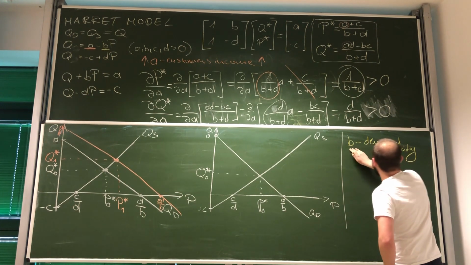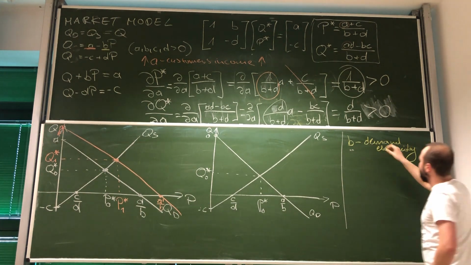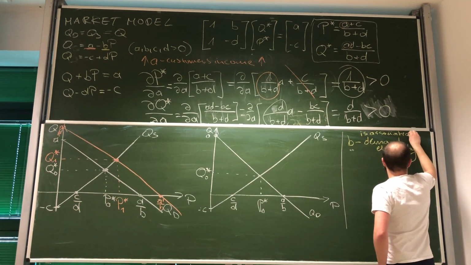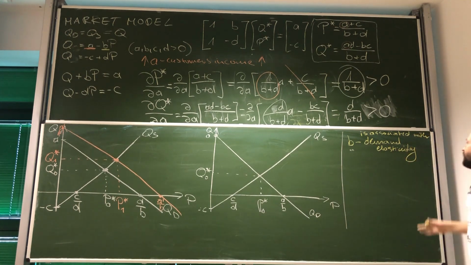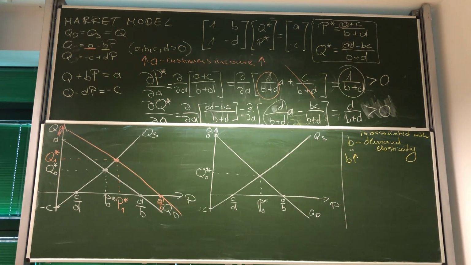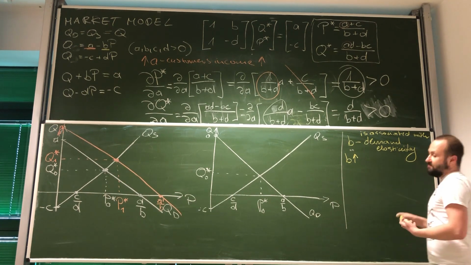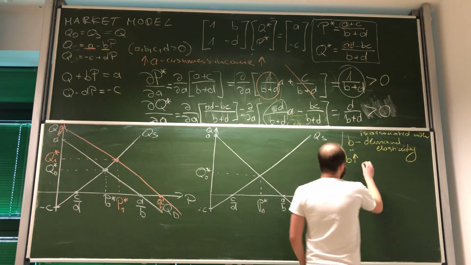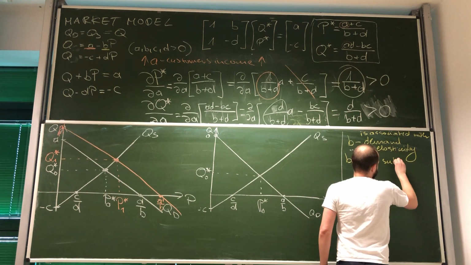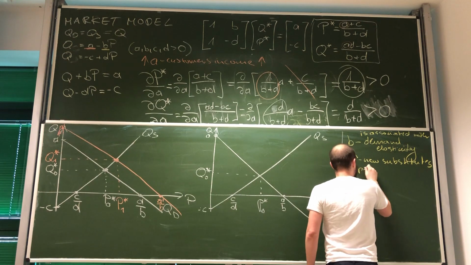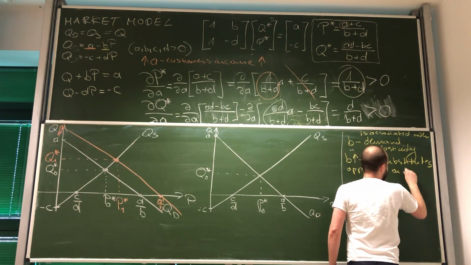However, remember, B is not demand elasticity. It's associated with it. So an increase in B that we've got in our model means, for example, let's just say that it means that new substitutes appeared on the market.